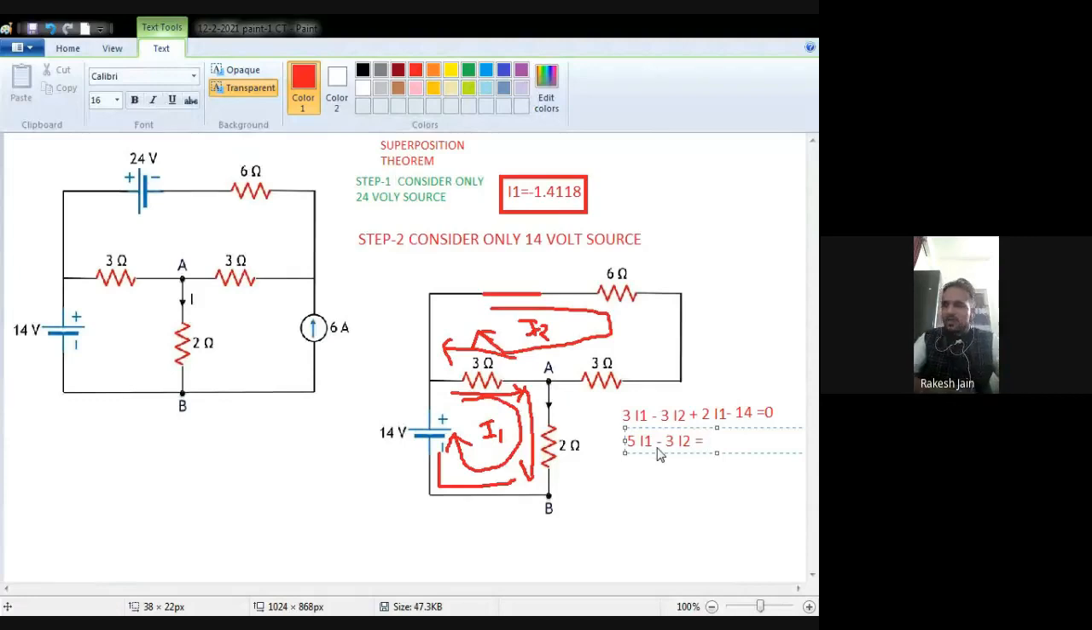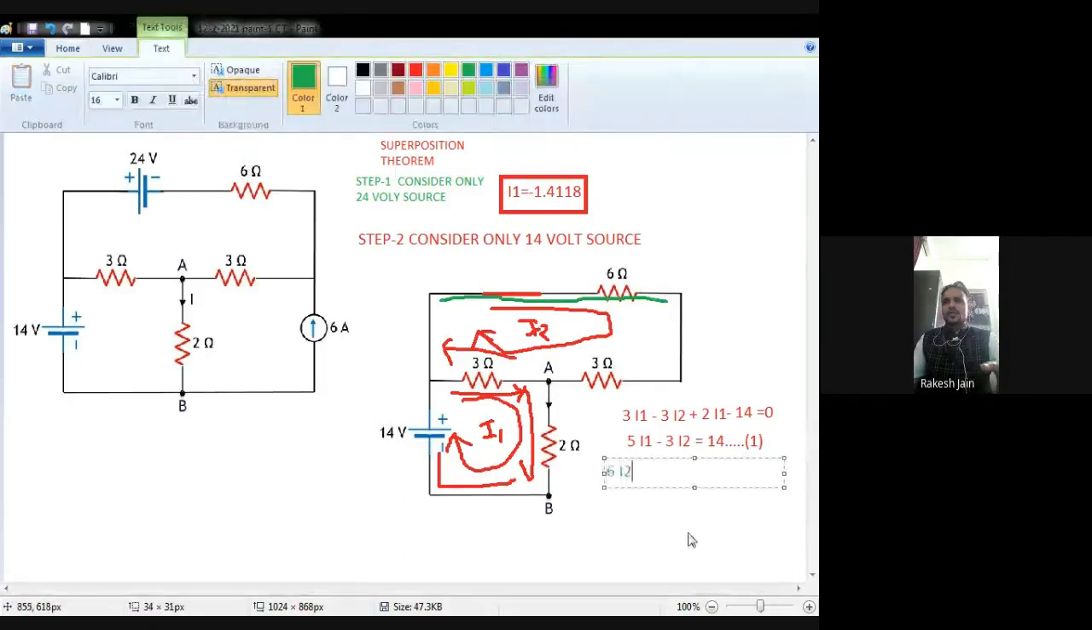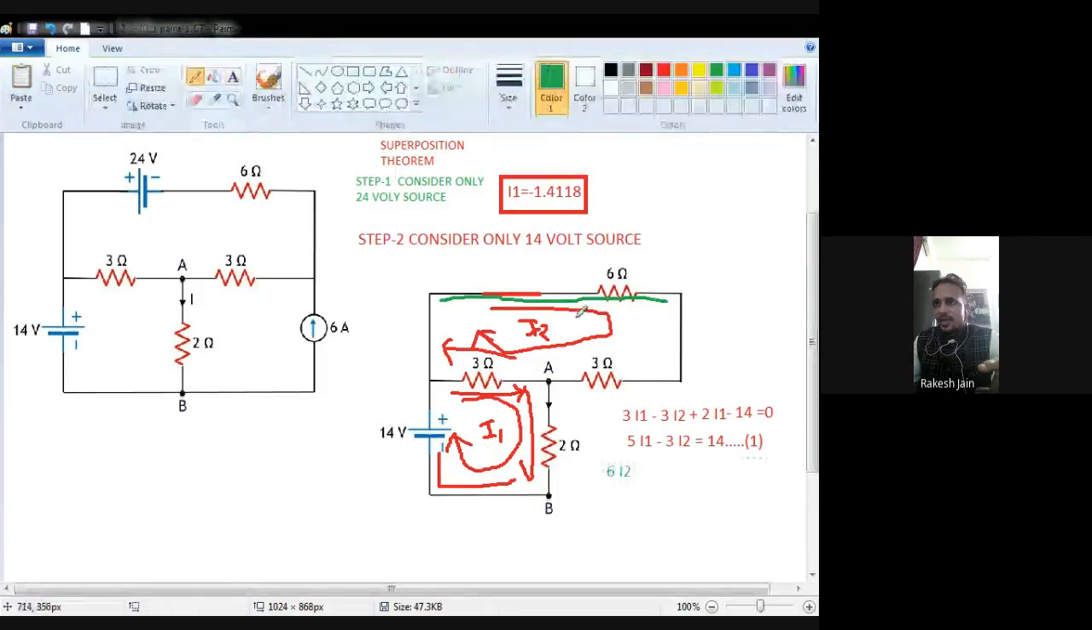Now step number second is what? 14 volt source. Okay, consider only the 14 volt source. So now my diagram will be changed. Now see, this one was my diagram, this one is the new diagram. Now in this step I only consider the 14 volt source. It means I remove the 4 volt source. So when this source is removed, what will happen?